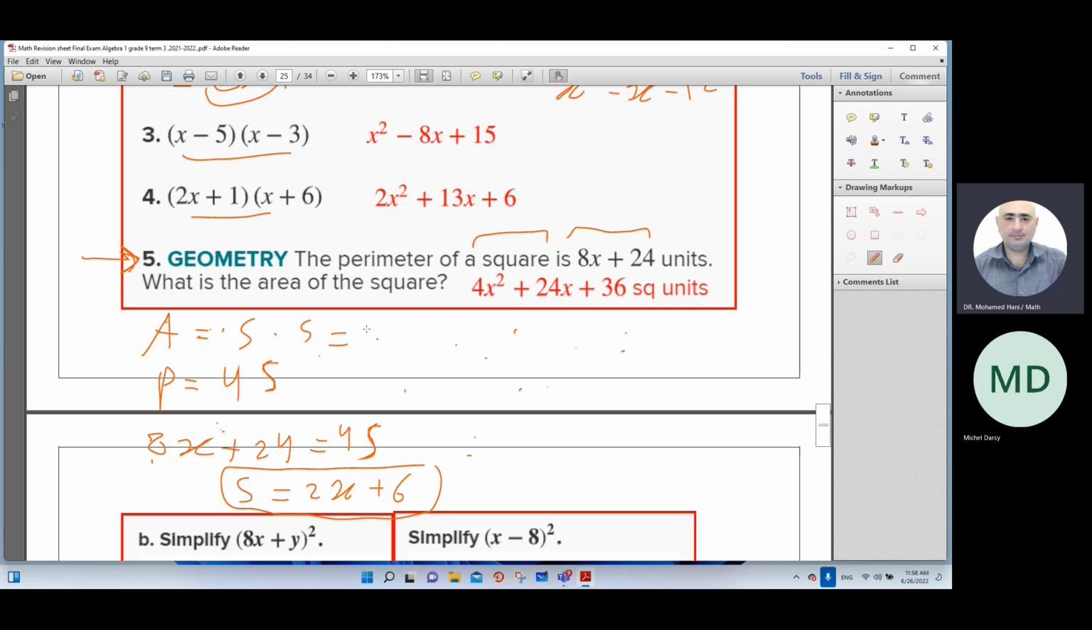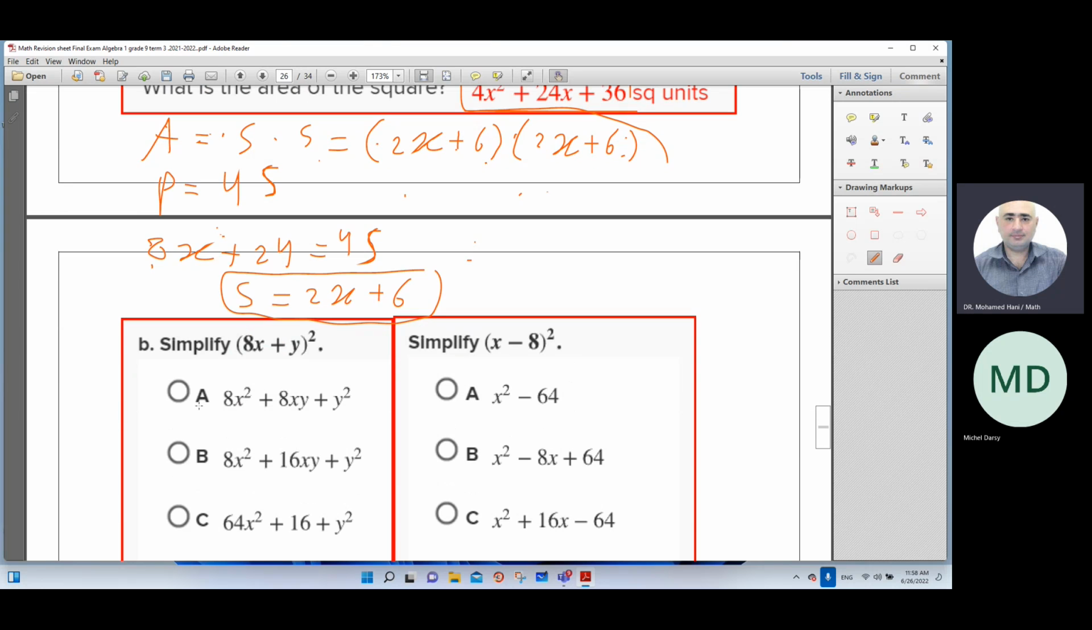Substitute here in the area s times s. The value of s will be 2x plus 6 times 2x plus 6. Then you can multiply the two brackets here. You will get 4x squared plus 24x plus 36. And this is important here and here important.